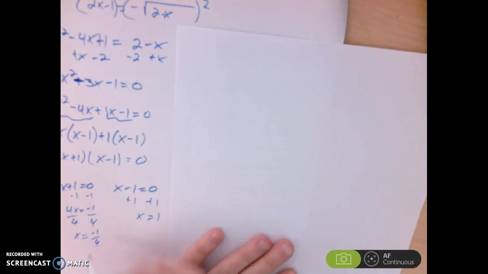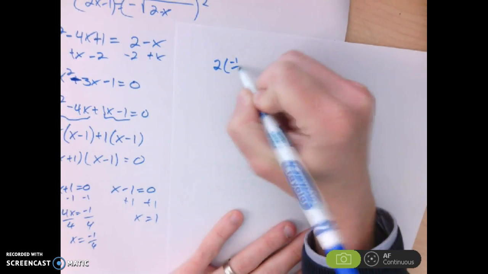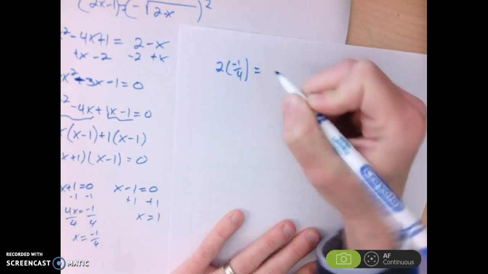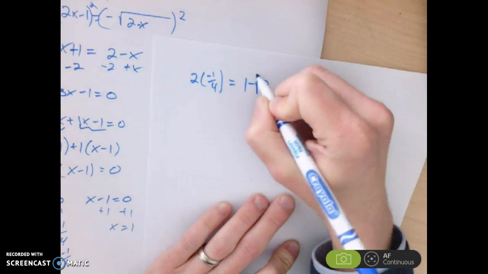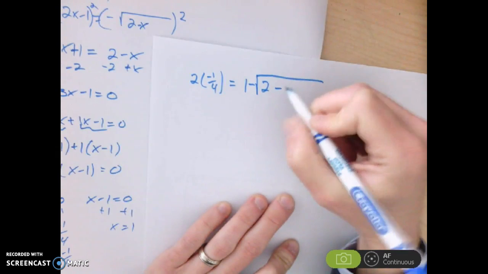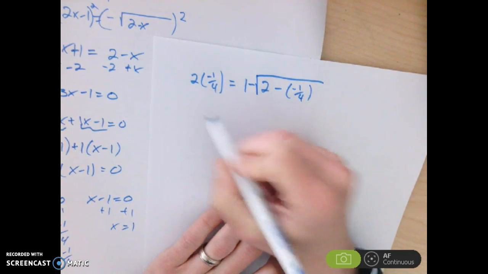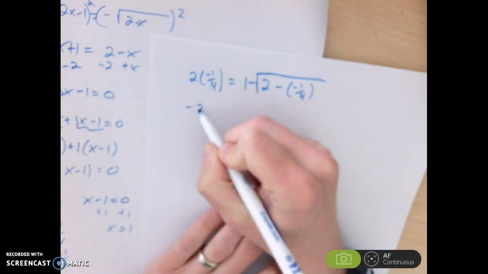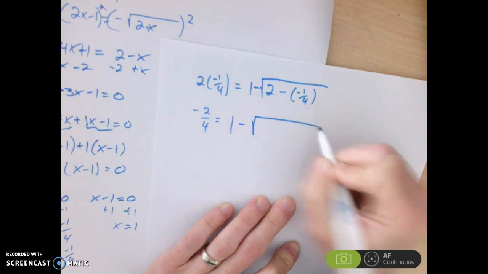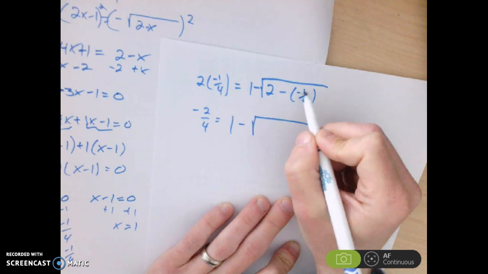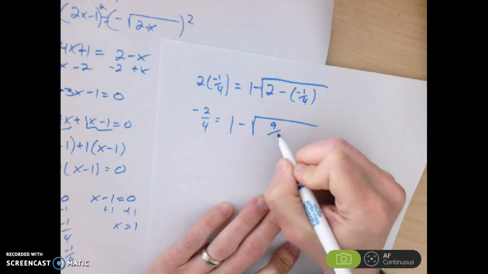So let's first do the negative 1/4. So I get 2 times negative 1/4 equals 1 minus the square root of 2 minus negative 1/4. So then I get negative 2/4 equals 1 minus the square root of 2 minus negative 1/4, which is really 2 plus 1/4. So that becomes 9/4.